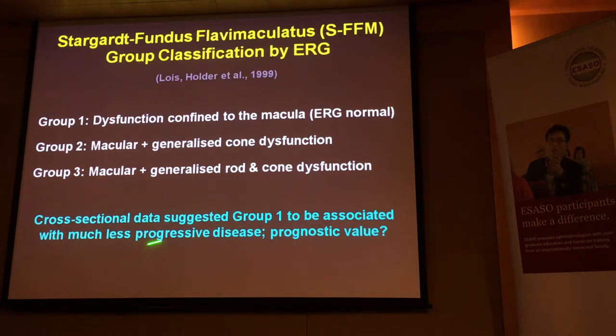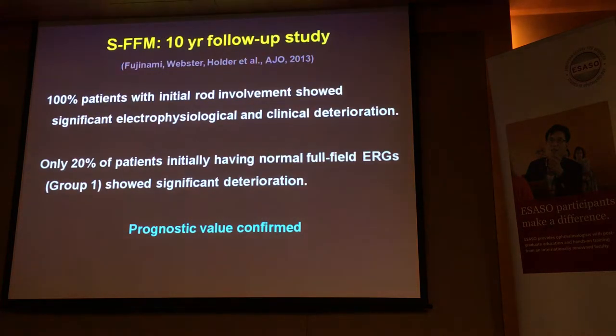But we had cross-sectional data which suggested that group 1 disease had a much better prognosis than group 3 disease. And then Kaoru Fujinami came back and we looked at the same cohort of patients between 9 and 12 years follow-up. So a reasonable length of follow-up. And every single patient who had an initial rod ERG abnormality, it didn't matter what the fundus showed, it didn't matter anything else, they had a rod ERG abnormality, they had progressive disease, clinically and electrophysiologically. And only 1 in 5 patients with a normal full field ERG showed any significant deterioration.